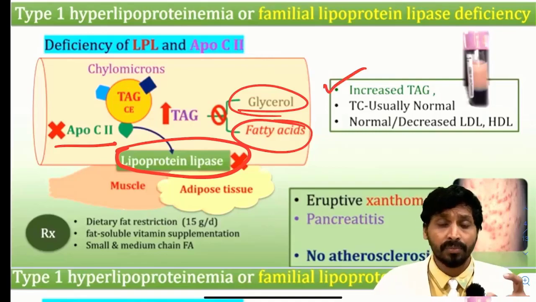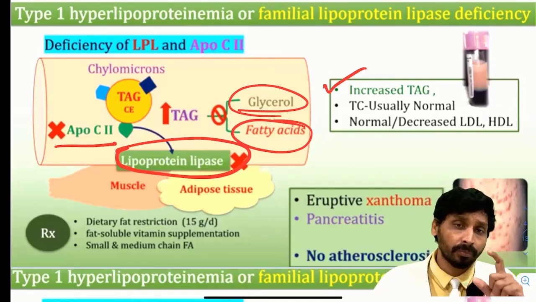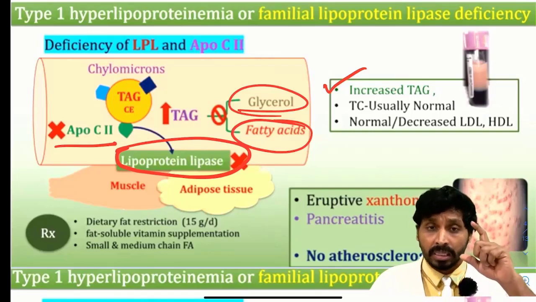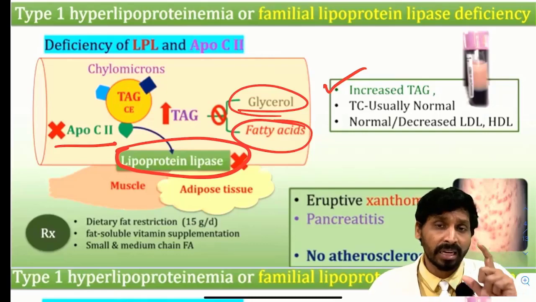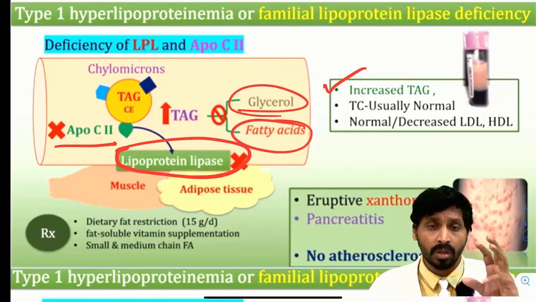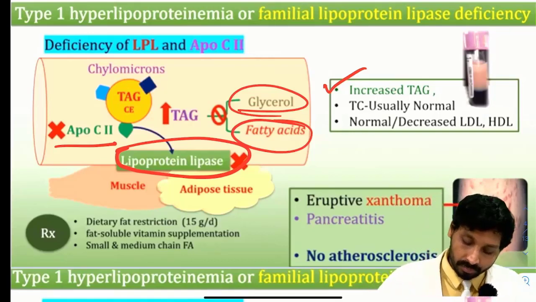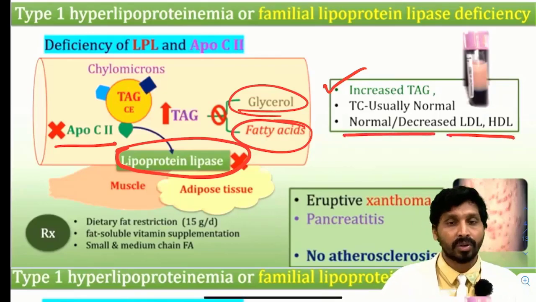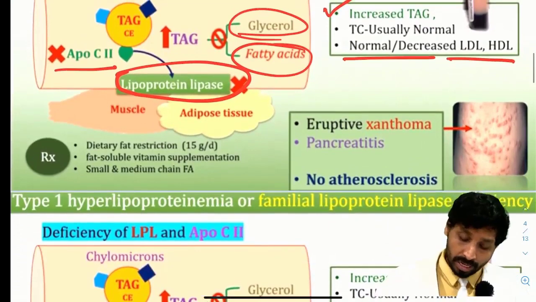So if you collect a sample from a person who is suffering with familial lipoprotein lipase deficiency, or type 1 hyperlipoproteinemia, their plasma will look like white milk. Okay, so a thick creamy appearance you can see in the sample. Total cholesterol is usually normal, and normal or decreased LDL and HDL you can also make out. So, as I said, in this case there are eruptive xanthomas.